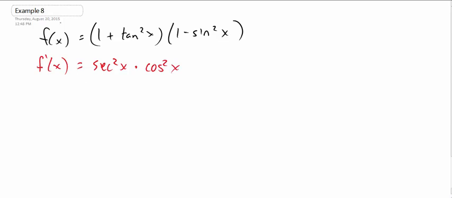So this isn't the derivative. This is still f of x. And I can simplify f of x a little bit more. Well, secant x times cosine x is just 1. So this original function, through simplifying, I find out is equal to 1. Well, that's ridiculously easy. The derivative of a constant is just 0. So my question for you is, how hard did you work to find this derivative?